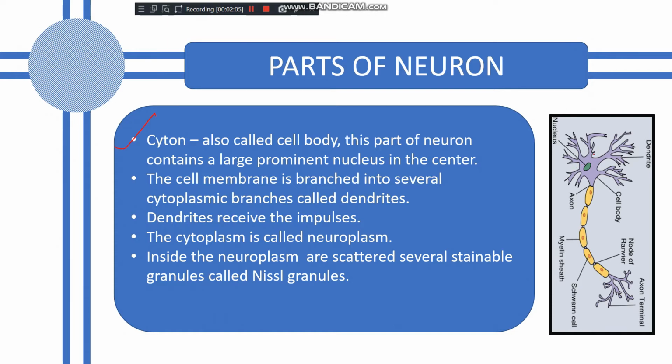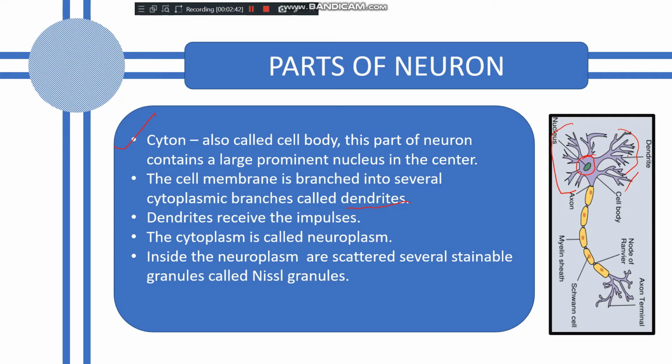prominent nucleus in the center. In the figure you can see here, this is the nucleus, and the size of the nucleus is a little bit larger, and it is covered by an irregular cell membrane, and you can see the cell membrane is branched. So the cell membrane is branched into several cytoplasmic branches, and these branches are known as dendrites. So this part is known as the cyton or cell body, and the cell body contains a nucleus.